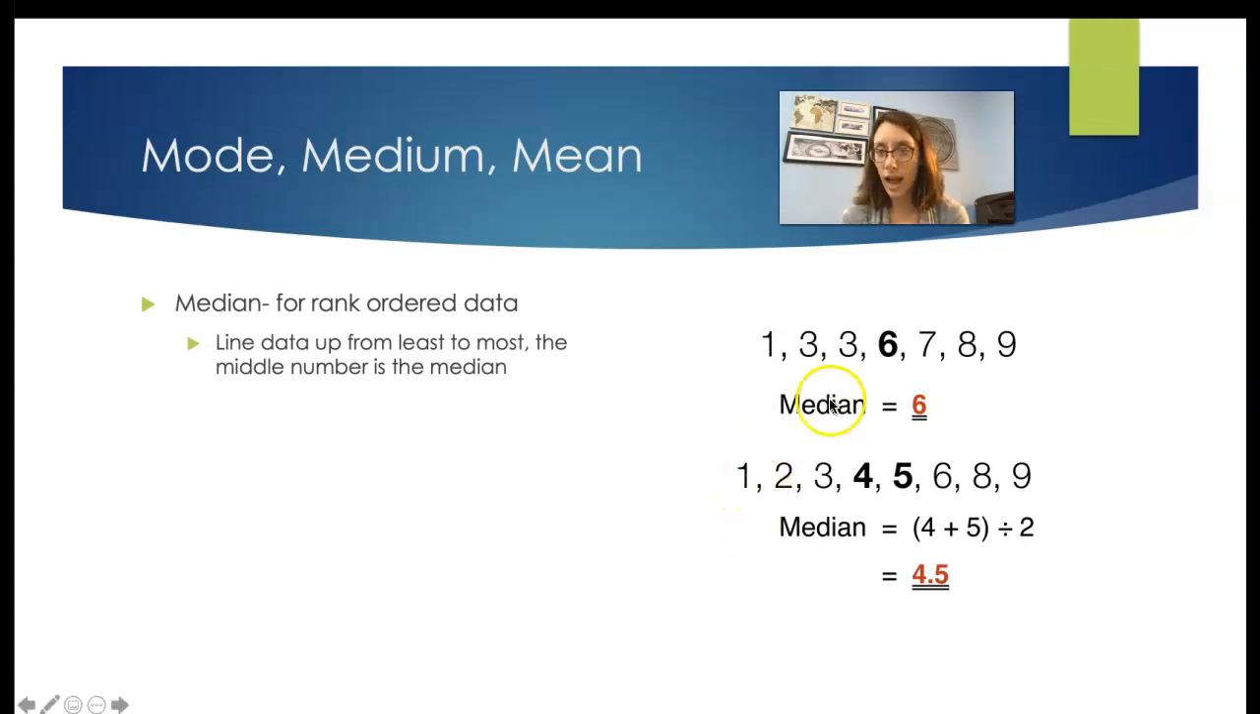Sometimes that's easy. In an odd number set, the middle is just plain the middle. We have 3 on this side, we have 3 on this side, so 6 is the median number. In an even number set, we can turn that even number into an odd number by adding the 2 middle ones and dividing by 2. So here we have 1, 2, 3 on this side, we have 6, 8, 9 on that side. We take these two, add them together, divide by 2, which is actually an average, and we come up with our median number.